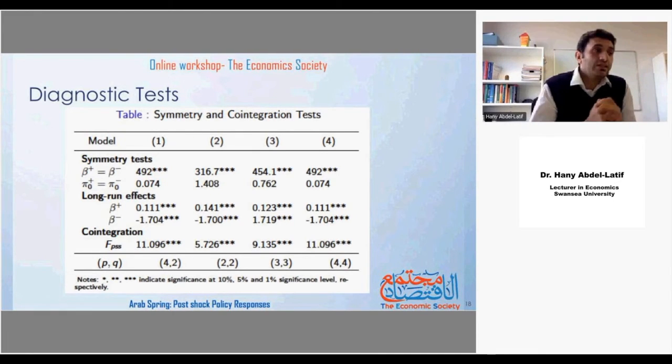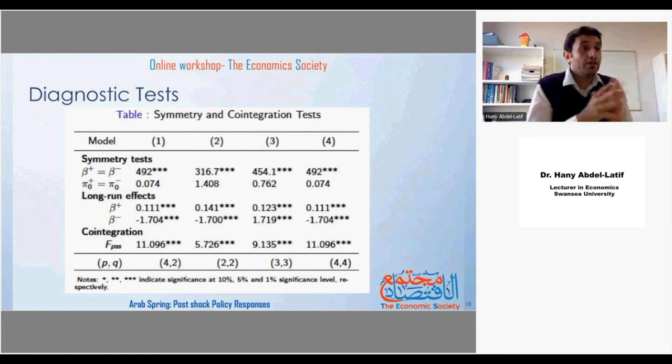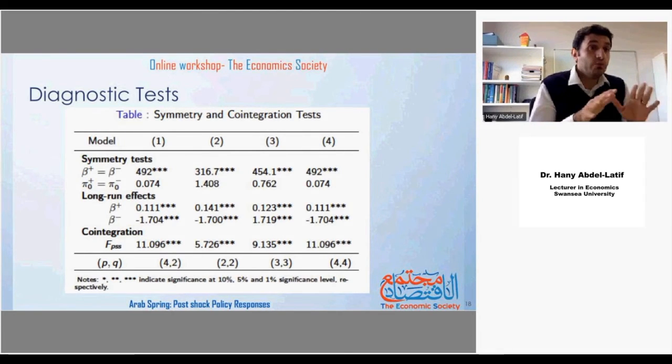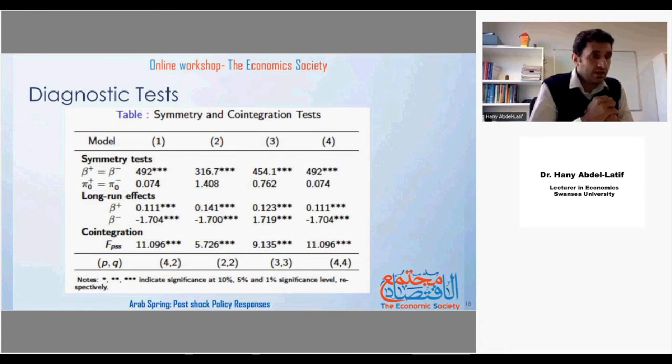And the bottom part here is the integration test, as I said. With the integration test, when you reject the null hypothesis, that means we can conclude that there is a long-run relationship. So we have evidence of a relationship between government spending and economic growth in Egypt, using the four different specifications and the co-integration bounds test of Pesaran 2001. So we reject the null hypothesis, and we have evidence that there is co-integration.